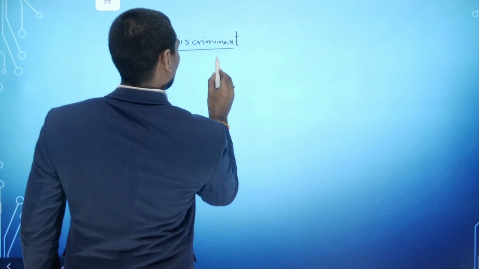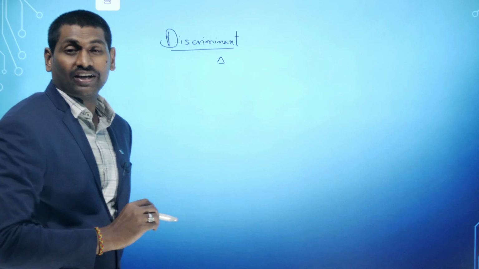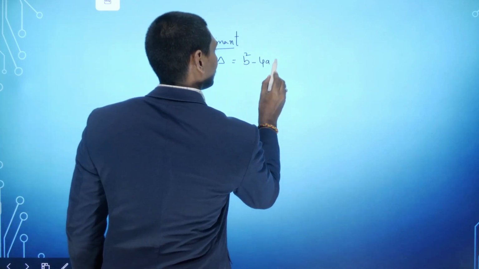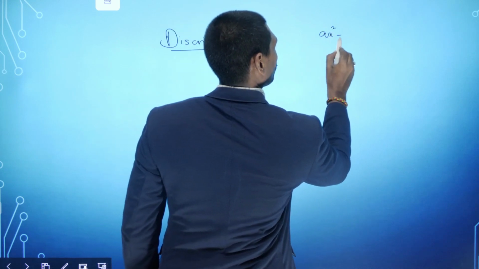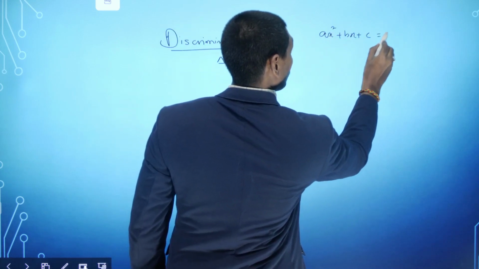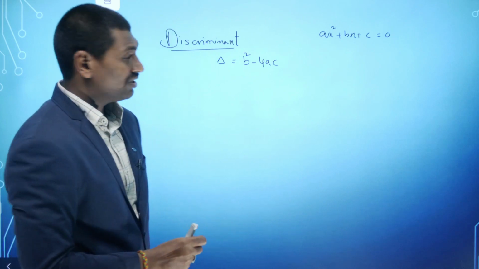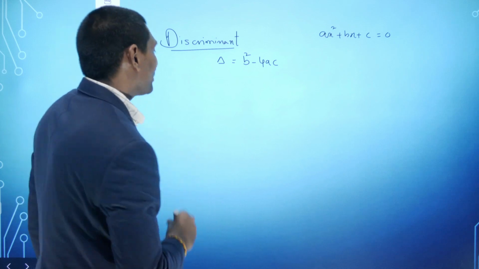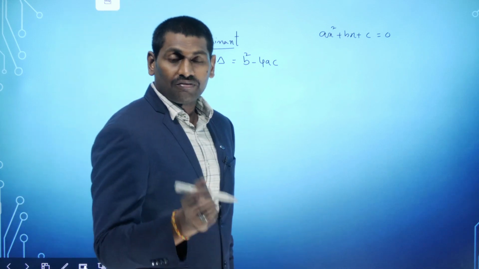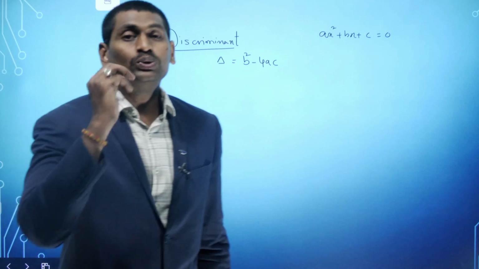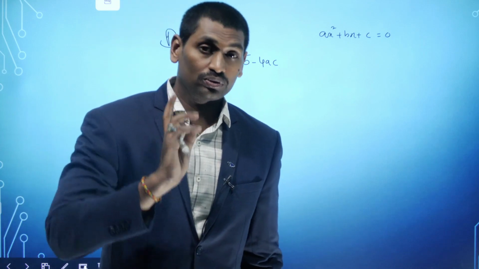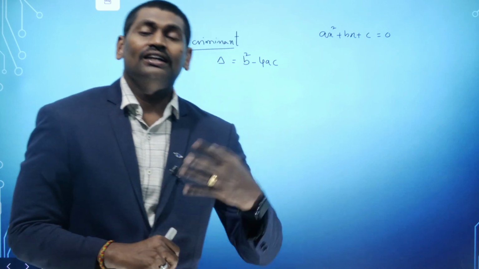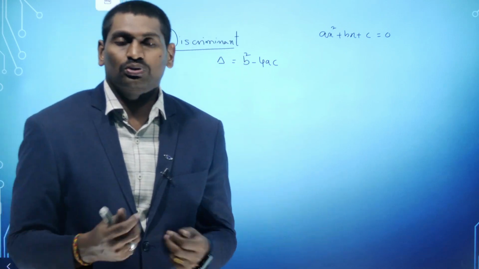Nothing but delta. We represent the discriminant value with delta, which is b square minus 4ac. Whenever we take the quadratic equation in general form ax square plus bx plus c equals 0, when b square minus 4ac is greater than 0, there are two different roots. Equal to 0, there are two equal roots, and less than 0, no real roots.